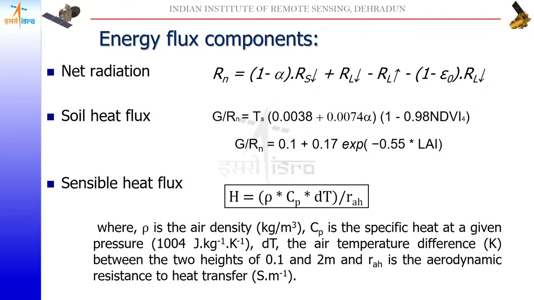While the sensible heat flux, as I already discussed its definition, the formula is defined as rho Cp dT by rah, where rho is air density, Cp is the specific heat at the given pressure, which is a constant, while dT and rah are variables. dT is basically the air temperature difference between two heights, 0.1 meter and 2 meter. It means we have to define the temperature variation in terms of influx or outflux, or the temperature gradient in terms of diurnal pattern, day and night time, so that we can precisely compute dT, while rah defines the aerodynamic resistance of the heat transfer.